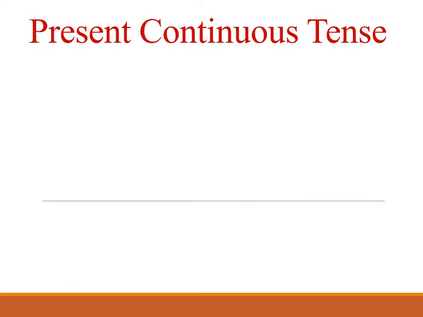Coming to present continuous tense. Continuous means something which is not yet completed. So present continuous tense is in the form of subject plus the auxiliary verbs. You can see here I have used am, is, are. So children, you need to remember these auxiliary verbs which are used in present continuous tense.